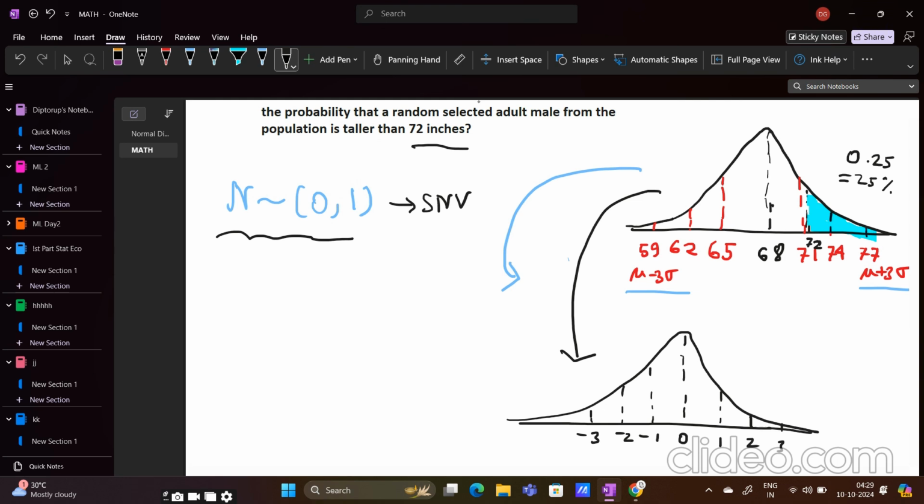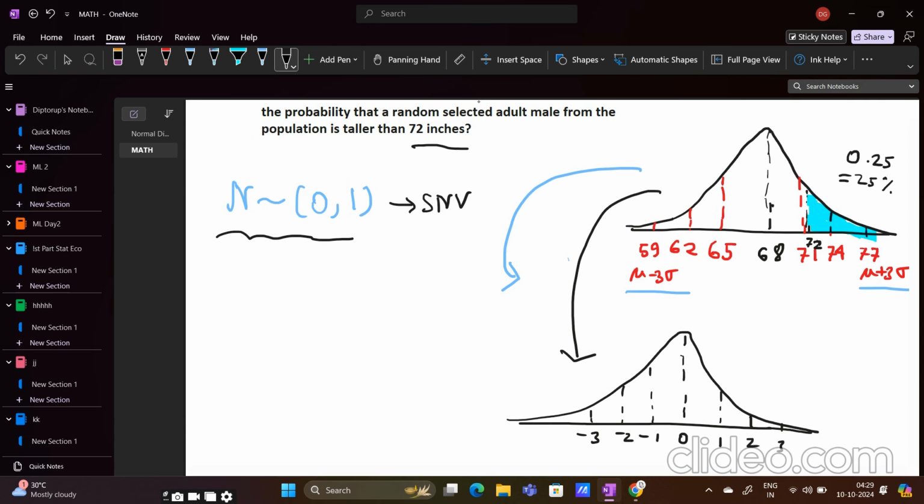We can convert it into a standard normal variate. What will be the advantage in doing that? Well, when we convert into a standard normal variate, we will have the table which will help us find this area. How? I will show you.